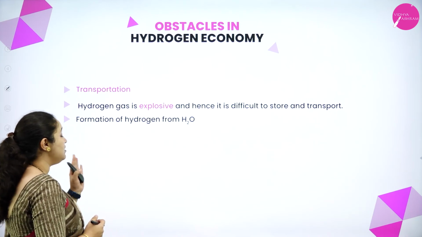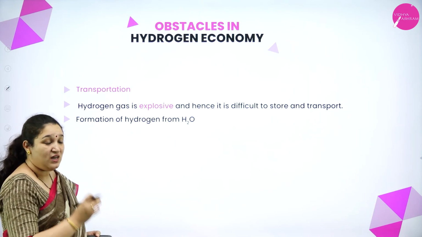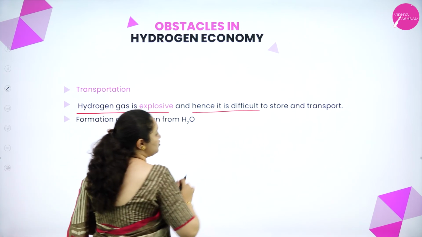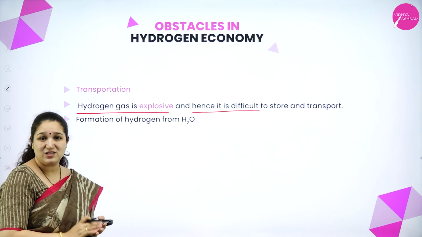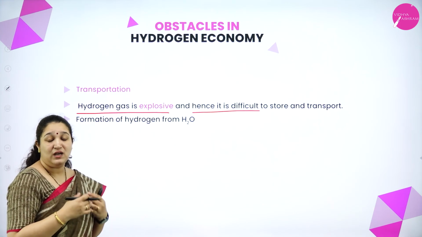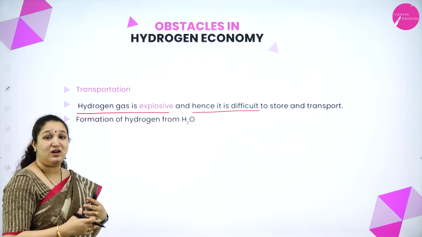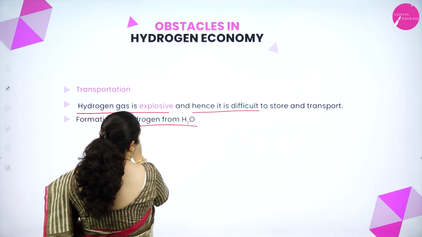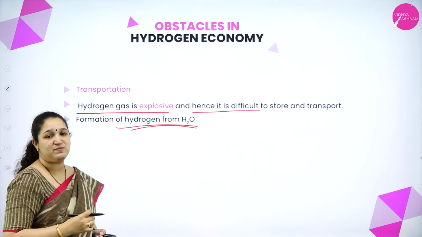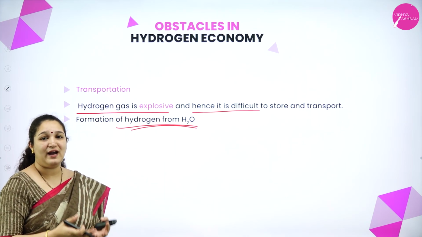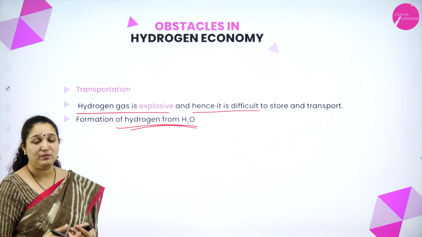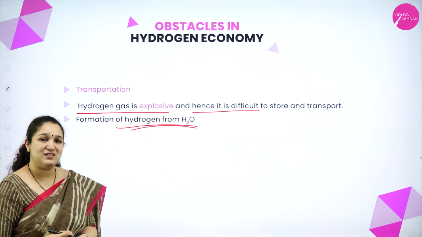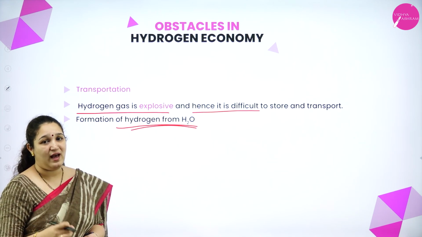But there are also some disadvantages. The first one is hydrogen is explosive and it is difficult to store and transport. You can store and transport, but what happens? It is highly explosive. So, the risk factor is very high. Also, formation of hydrogen from water is a very expensive process. If you have to get hydrogen from water, we have to electrolyze it. So this becomes a really expensive process. So these are the disadvantages of using hydrogen as fuel.